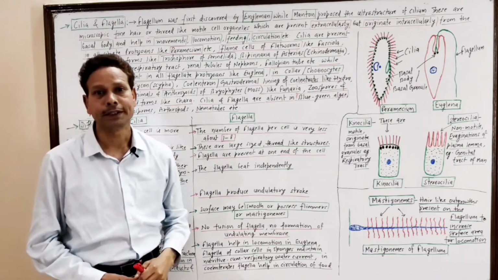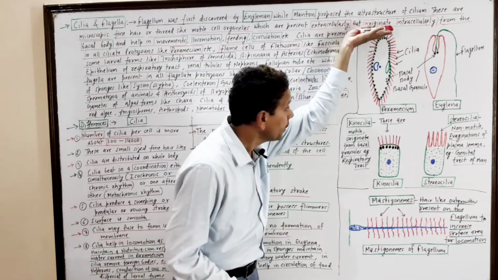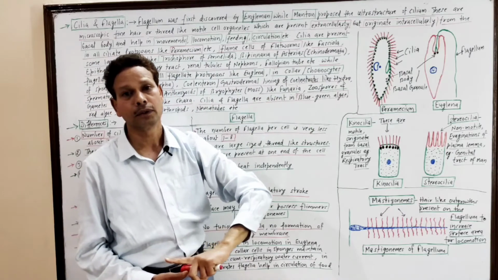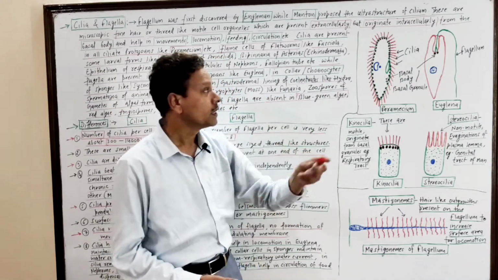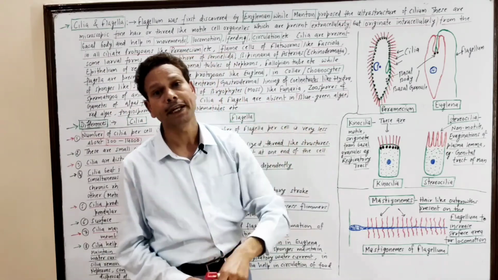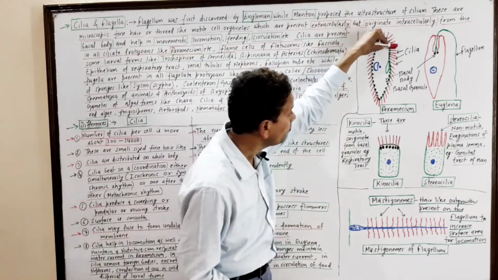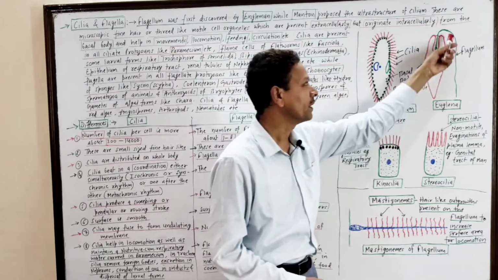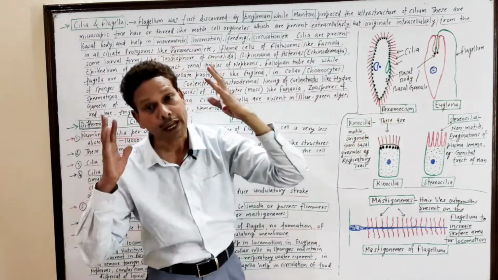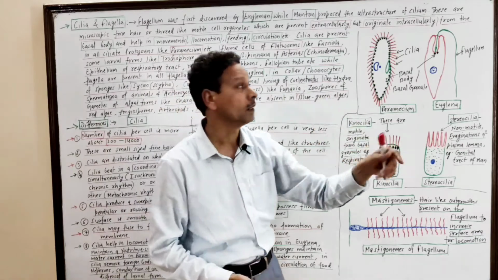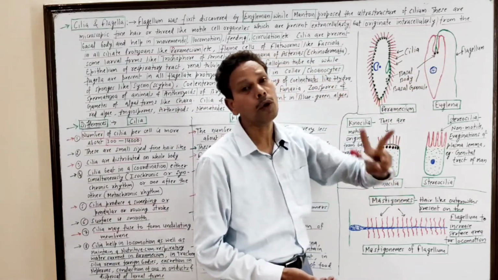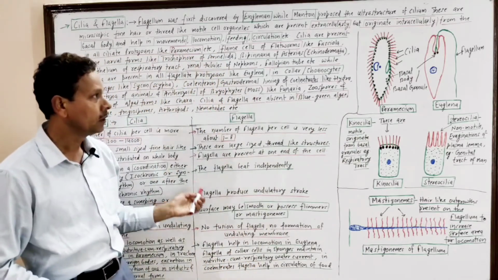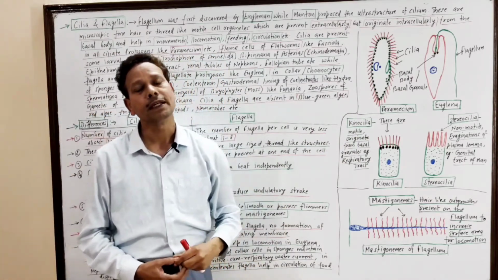Cilia, another important point. All these cilia may fuse to produce an undulating membrane. Note down, in case of some protozoan ciliates, these cilia fuse to produce a membrane, an undulatory membrane. But these flagella never fuse, they do not show any fusion, no undulatory membrane. This is all about the general introduction of cilia and flagella.